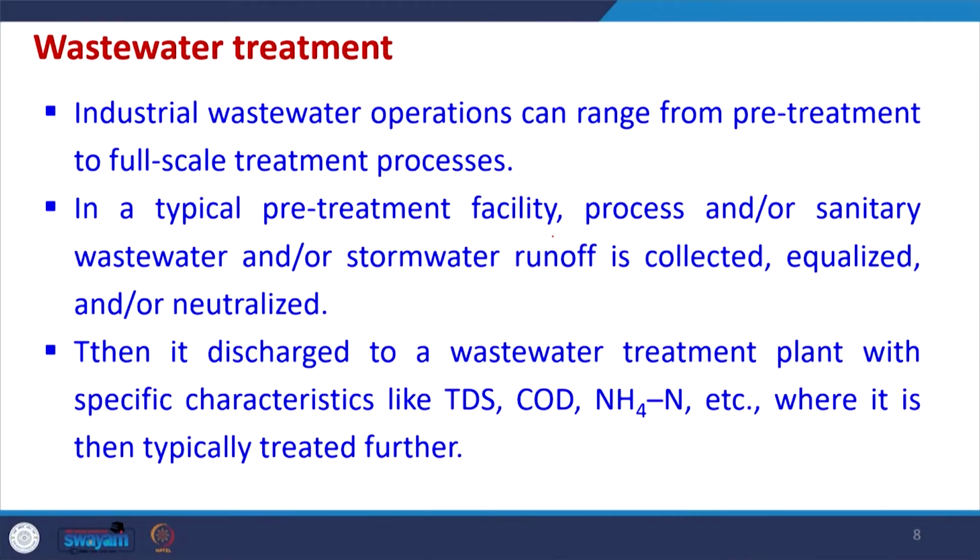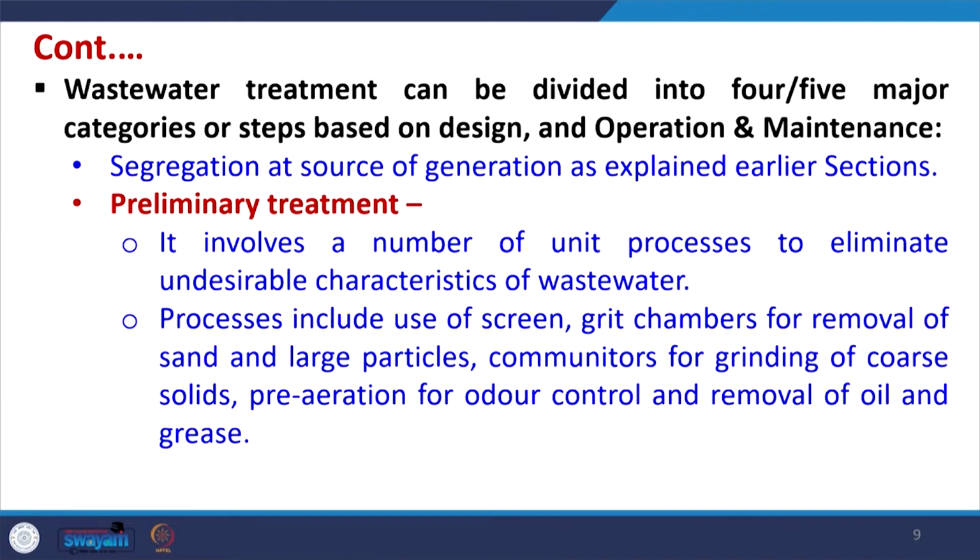Now, in a typical pre-treatment facility, we have process and sanitary wastewater, or it may be storm runoff also, which is collected. It will be equalized and neutralized. Then it will be discharged to a wastewater treatment plant with characteristics such as TDS, COD, ammoniacal nitrogen, where it will be treated further. Now, wastewater treatment can be divided into four to five major categories or steps based upon design, operation and maintenance that we have learned. So, we will try to understand this.